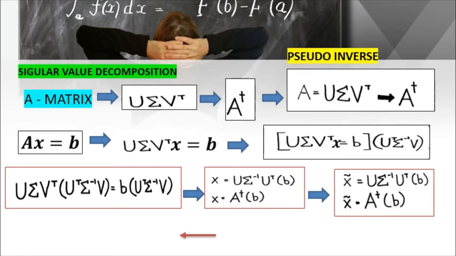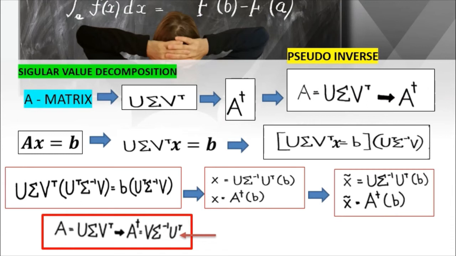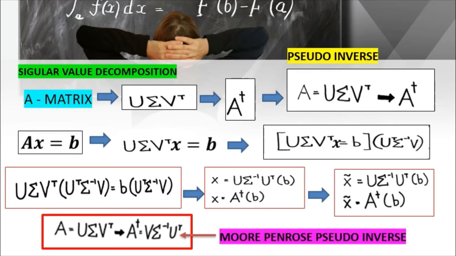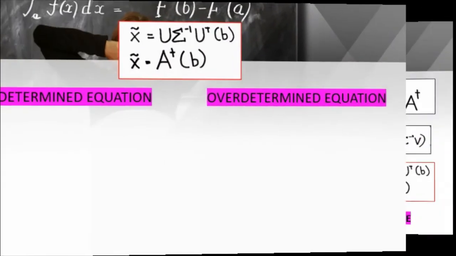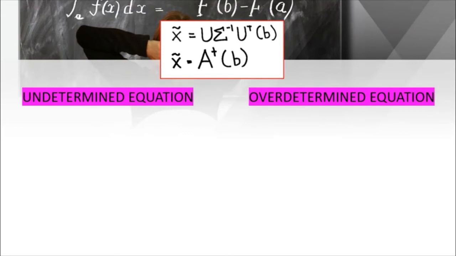Then our final equation: we have A is equal to U sigma V transpose, so A dagger is equal to V sigma inverse times U transpose. This value of A dagger is what we call the Moore-Penrose pseudo-inverse, since a proper inverse doesn't exist and this equation is the closest to inverting the A matrix and solving for our unknown value, which is X. We have now the final equation.